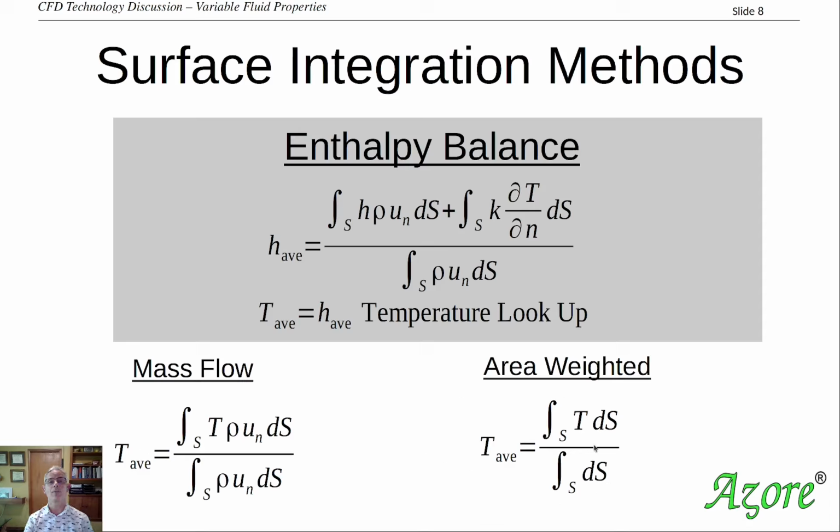Yet another method would be to find an area-weighted average. Here we take the temperature on each one of the facets of our surface, multiply by the surface facet area, and then divide by the total area. That will give us yet another average temperature value. We're going to use these three different methods to find the average values of temperature for our system at the different integration planes that we set initially in this model setup.